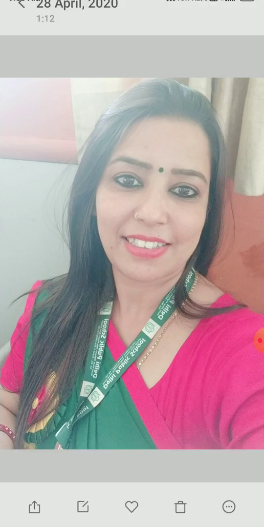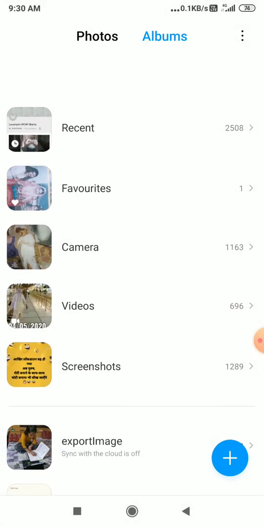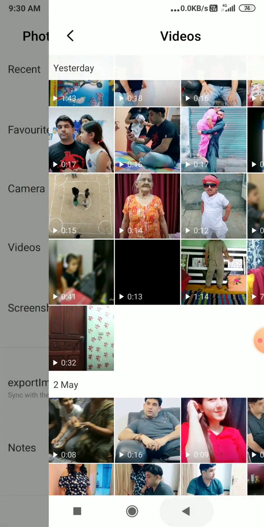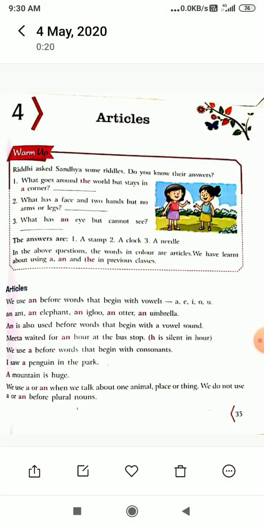Last week we were doing articles and we'll continue the topic and try to complete it today. Okay, so here are the images of the chapter. We will start from the first page. This page was given to read only, so we'll discuss it today. Warm up session.